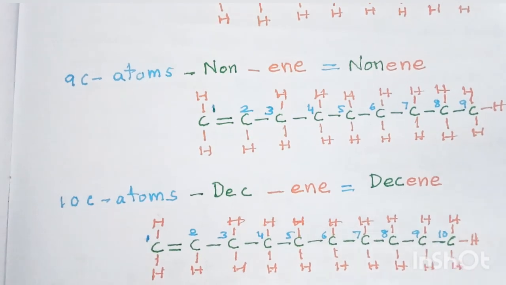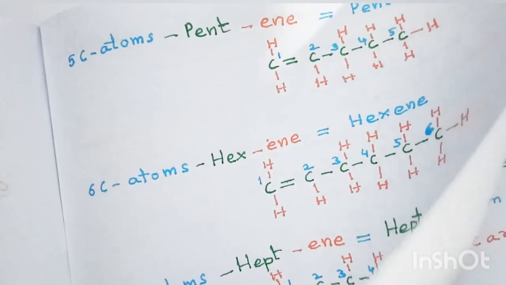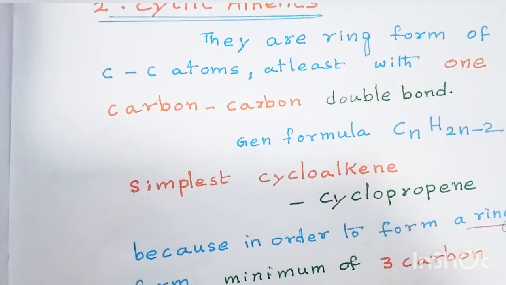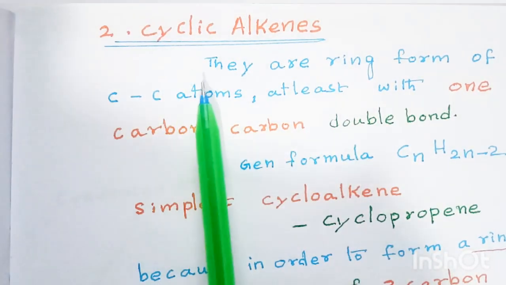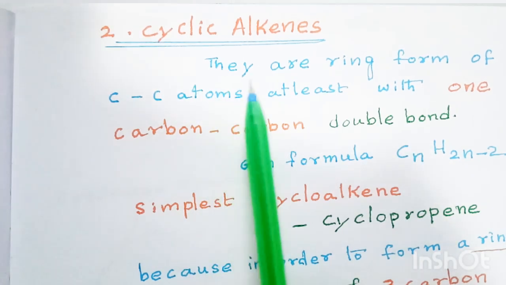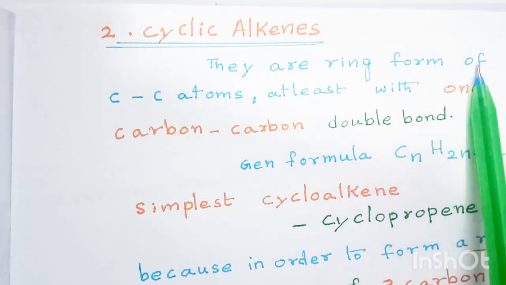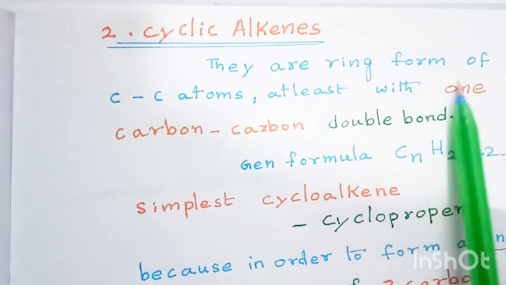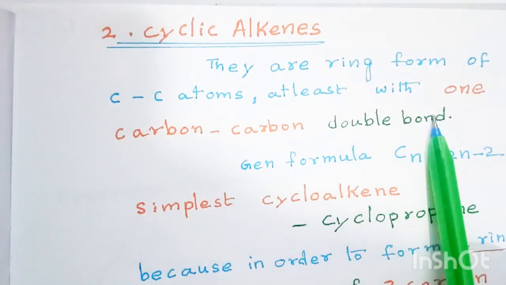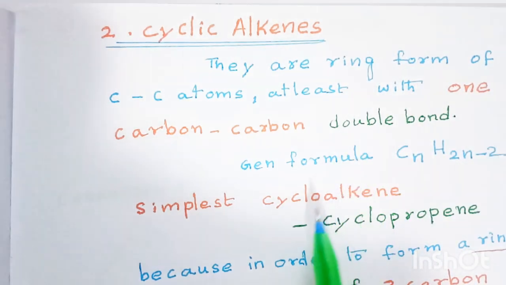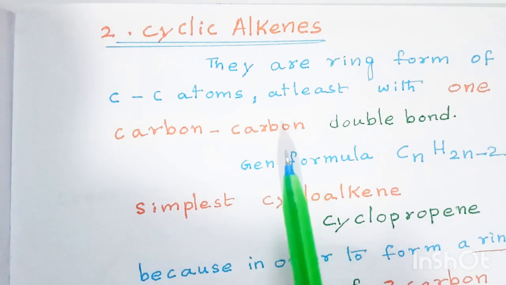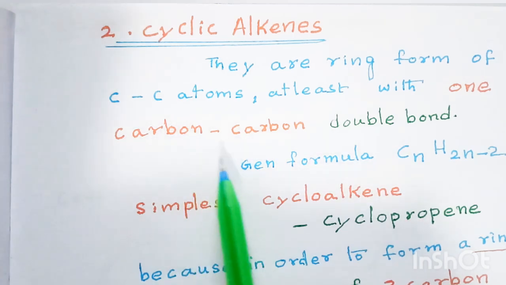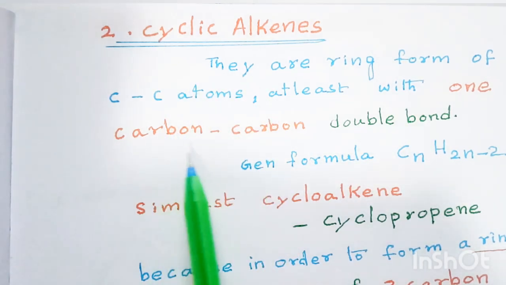Open chain alkenes we have studied. Now let us see cyclic alkenes. Cyclic alkenes are cyclic structures or ring forms of alkenes. Carbon atoms with at least one carbon-carbon double bond form a ring-like structure. In order to form a ring-like structure, it needs at least three carbon atoms. So the first member of the cyclic alkenes is cyclopropene.